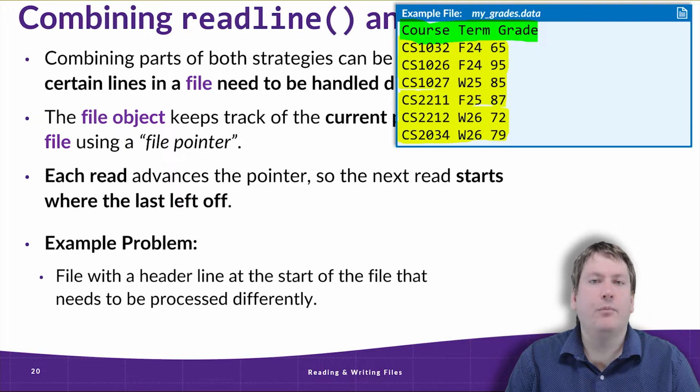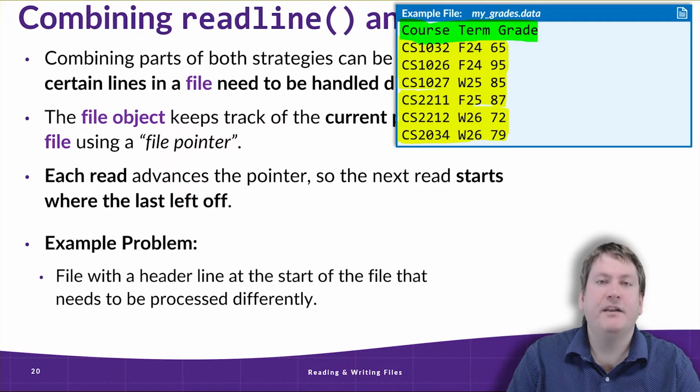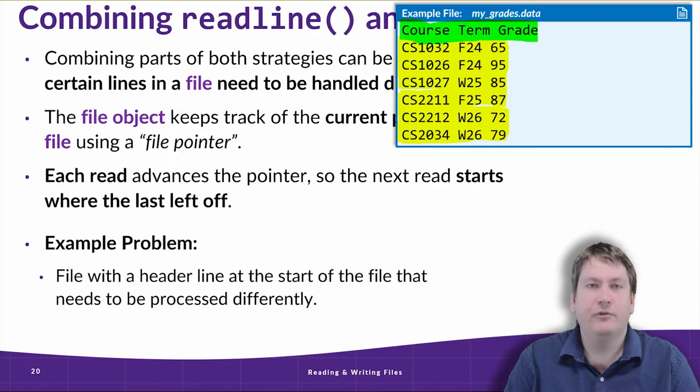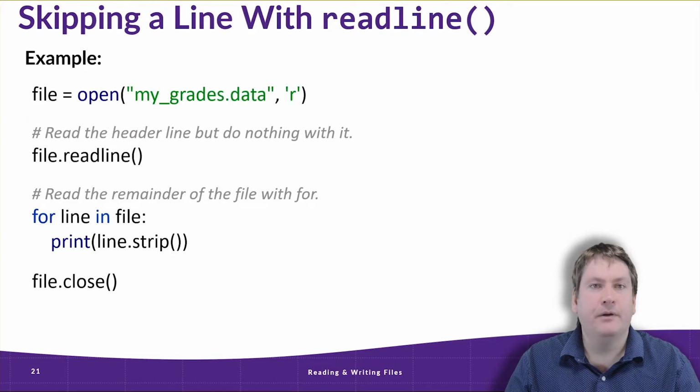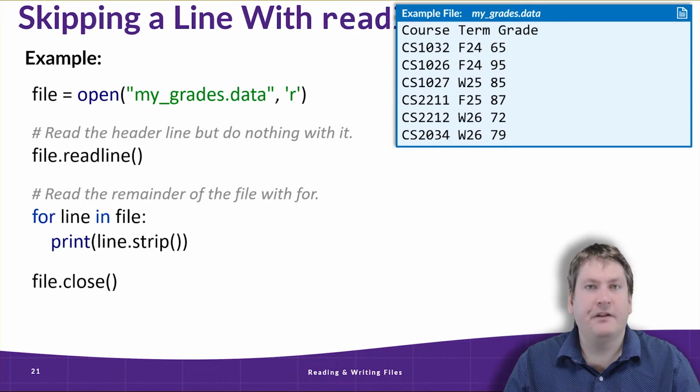There could be one or more of those different courses in the file. So how could we process and read in this file using this combined strategy of using both readline and a for loop? Let's take a look at the solution. And here's the solution to the problem.